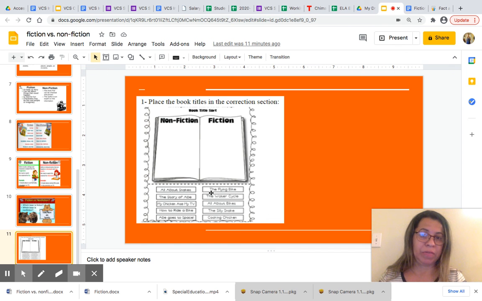Now, The Flying Bike. Should I put it under non-fiction or under fiction? I'm going to put it in fiction because bikes don't fly. So I know that this is a made up story, so it is fiction.